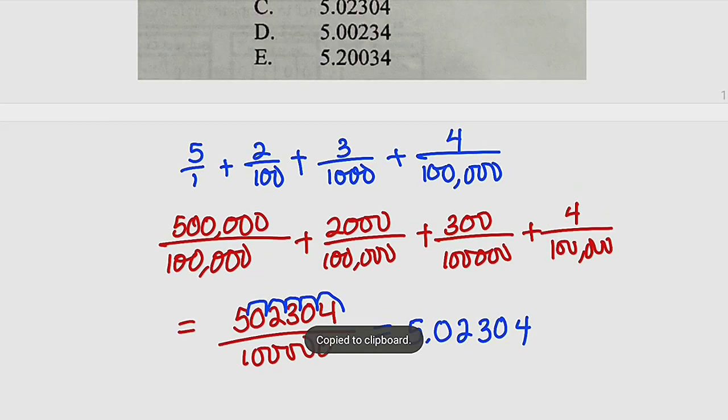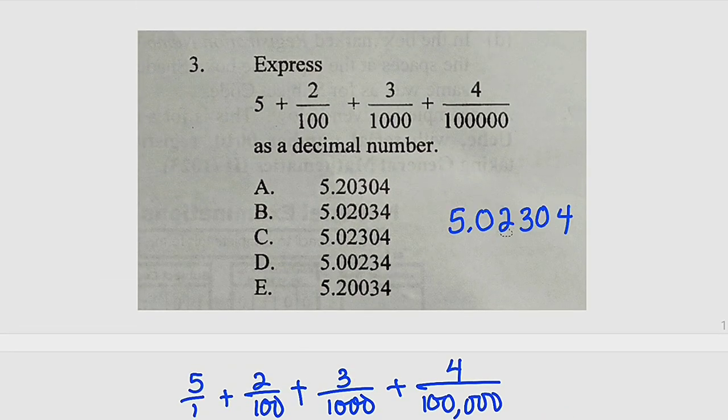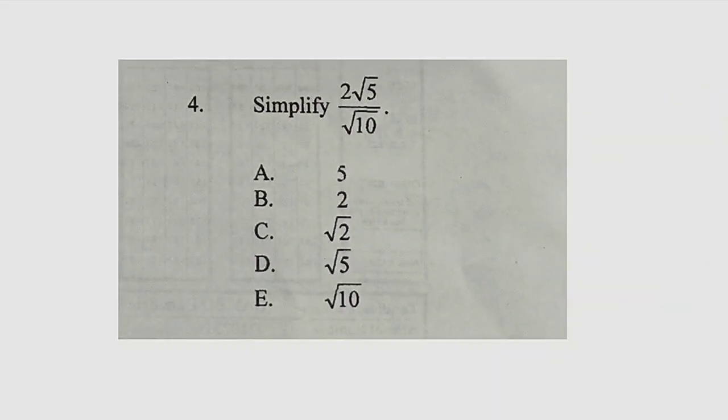So now let us check the option. So which number corresponds to this one? Let's check 5.02304. So this is the right option here, which is option C. Now let us move on to question number 4. All right, here is question number 4.